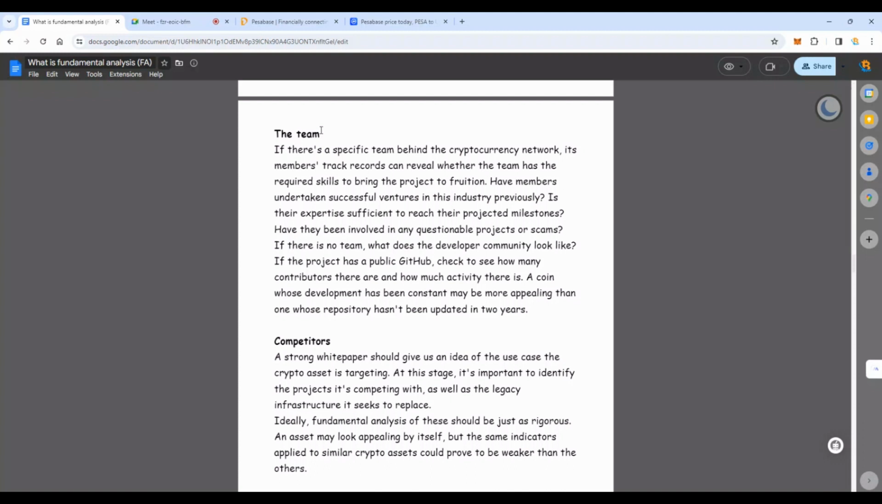If there's no team, what does the developer community look like? Because you might find some other projects. For example, Bitcoin does not have a team. It only has the developer, who was actually the guy behind the creation of Bitcoin, which is Satoshi Nakamoto. And of course, it is believed it was his. Well, there have been rumors.